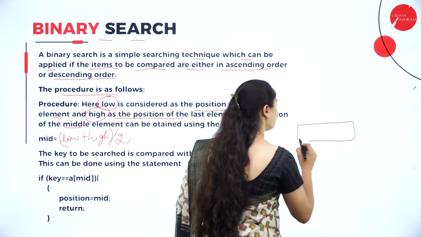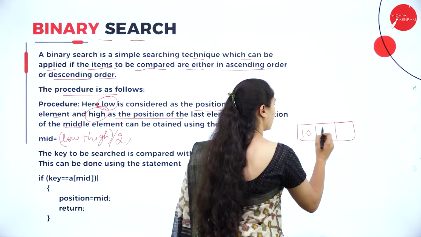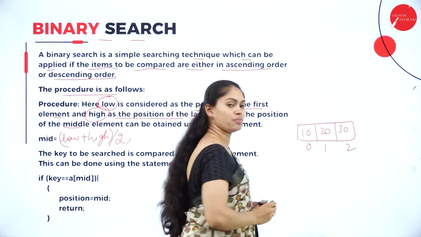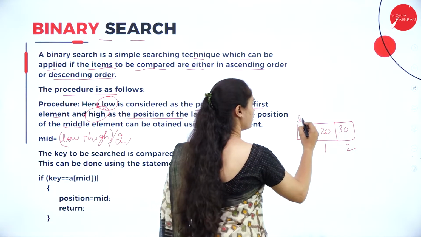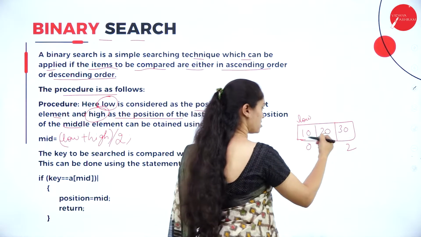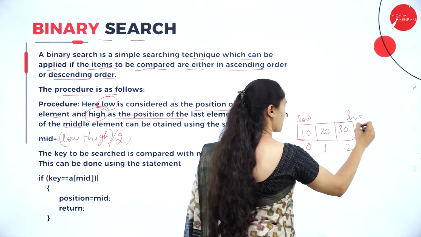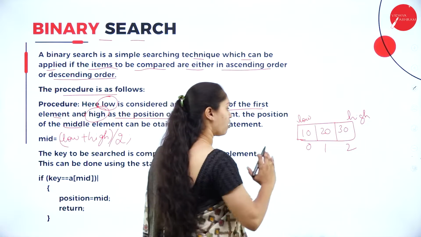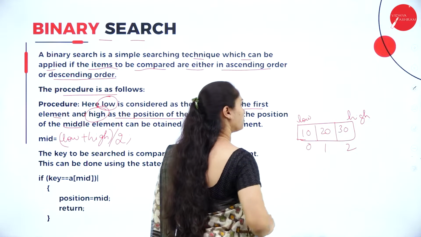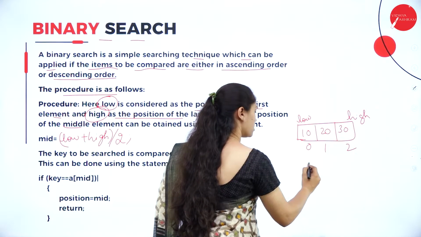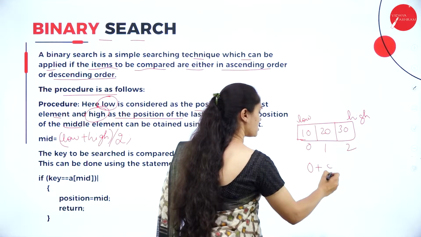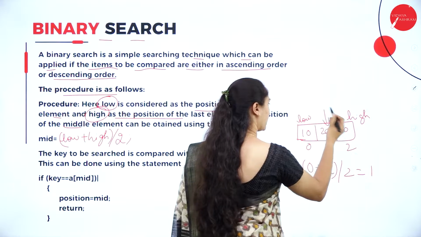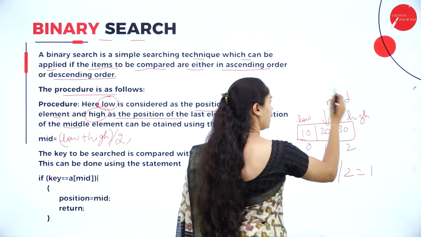Let me consider, here I have 3 elements: 10, 20, 30. Its positions are 0, 1, 2, right? What is the location of the first one? 0, and I will consider that as low, and the last element is considered as high. Now I need to find the middle element. How am I going to find it? Low plus high divided by 2. What is the low position? 0. And the position of high is 2. So 2 by 2 will be 1. So I can directly say that this is the middle element.